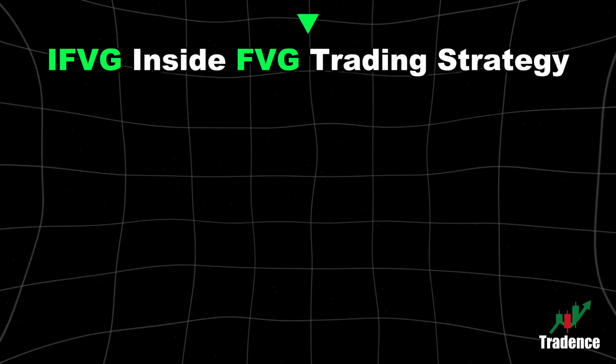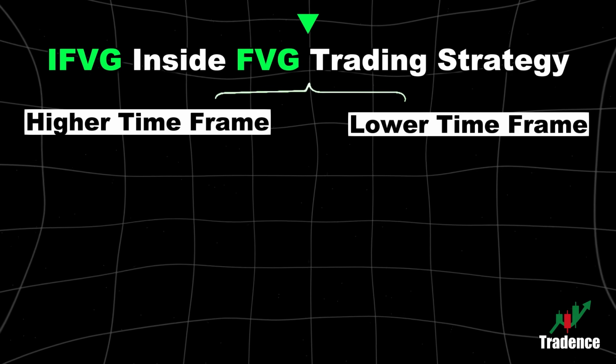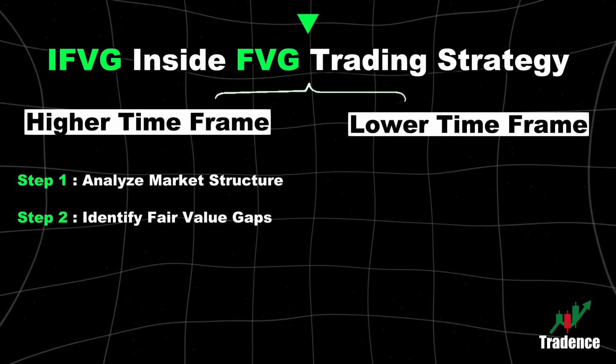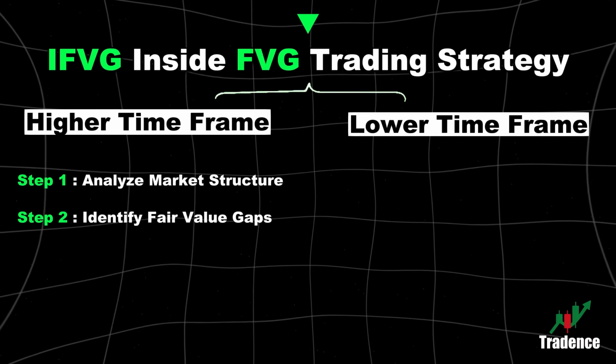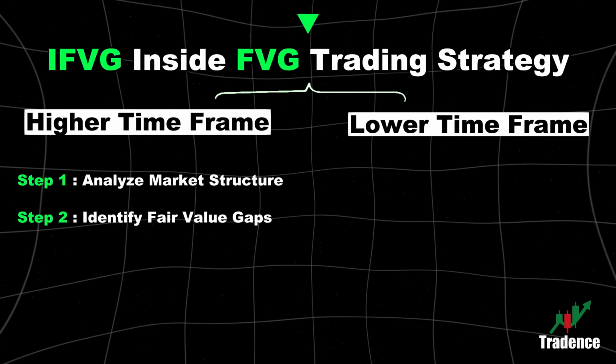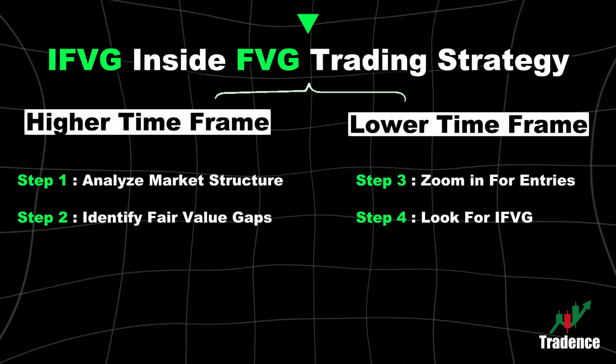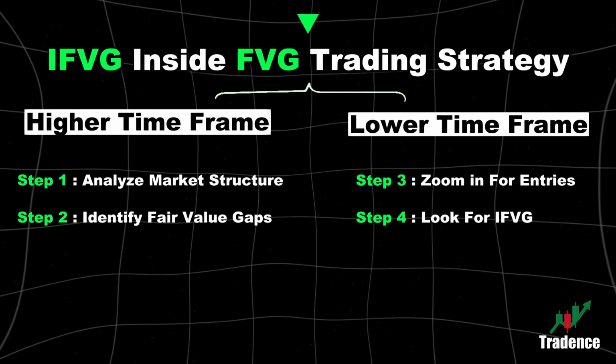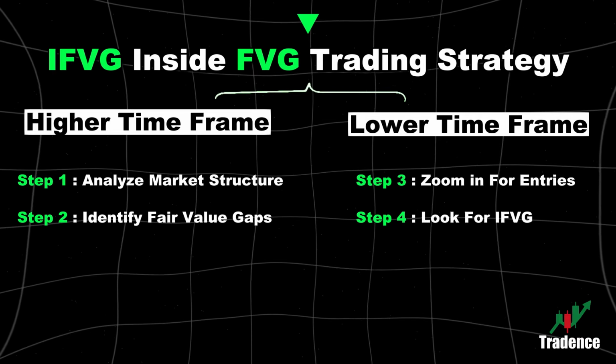Back to the strategy. You'll use 2 time frames to apply this correctly. First, a higher time frame for market structure. Here, you look for a change of character and the FVG tied to it. Then you zoom into a lower time frame to find the reversal and confirmation signals. This is where you spot inversion FVGs and your entry.